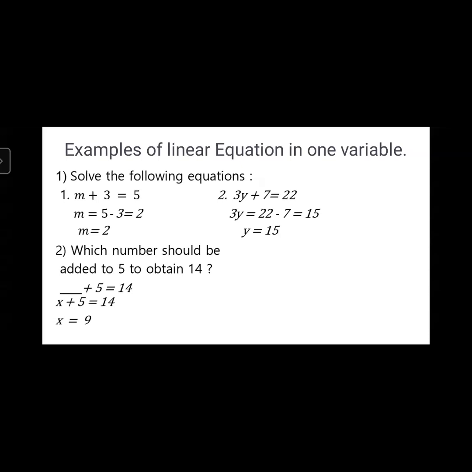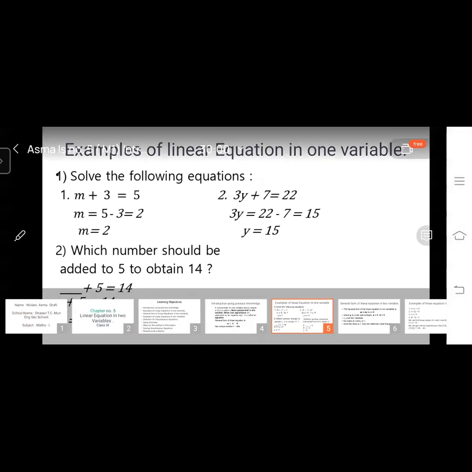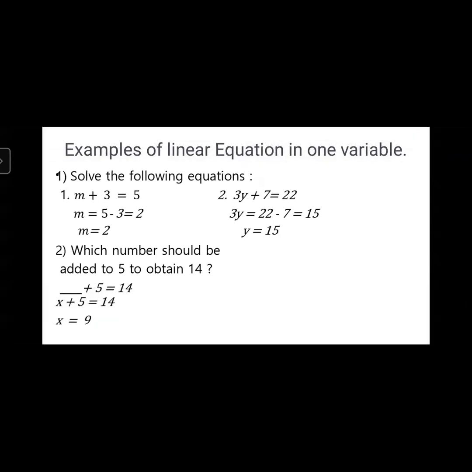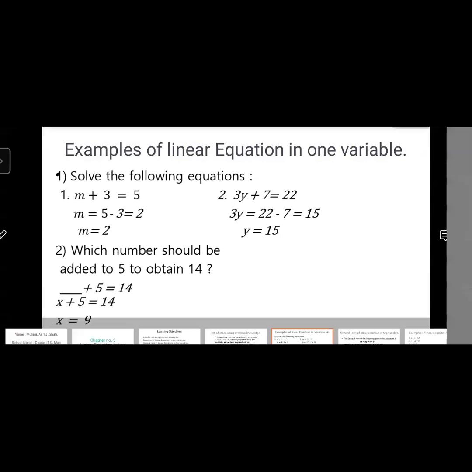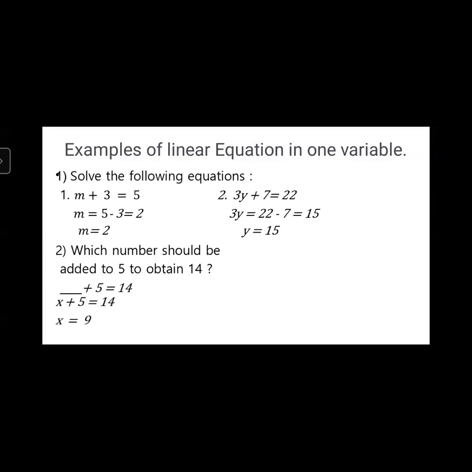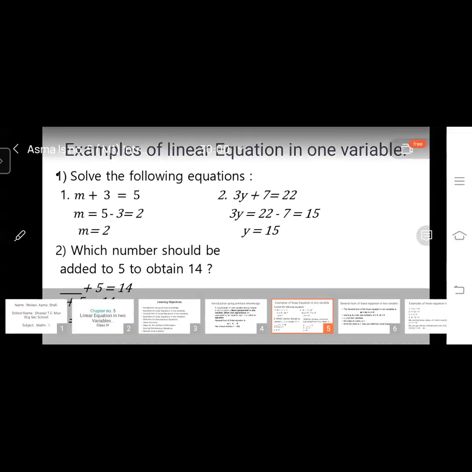3y plus 7 is equal to 22. So 3y is equal to 22 minus 7, that is 15. So y is equal to 15 upon 3, that is 5. Which number should be added to 5 to obtain 14? That is x plus 5 is equal to 14. Therefore, the value of x is equal to 9.